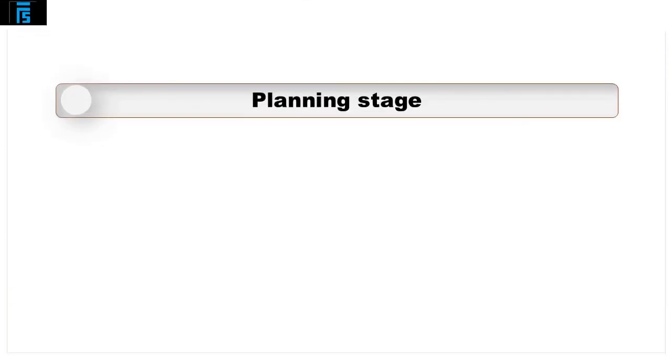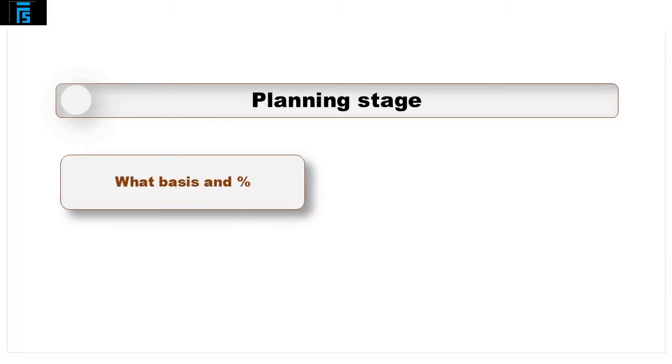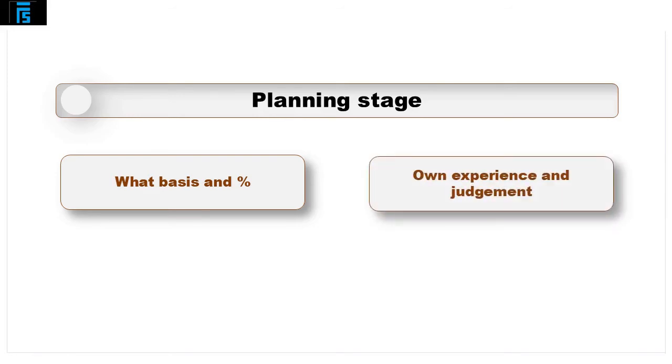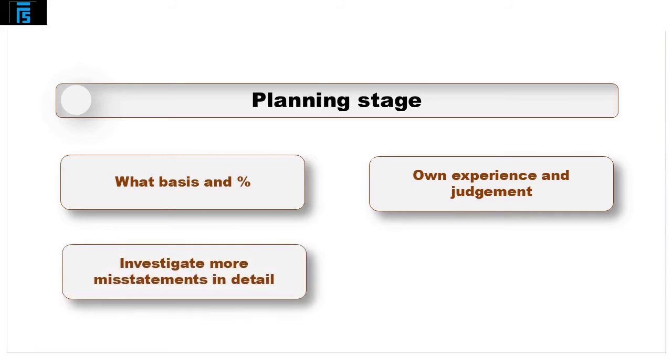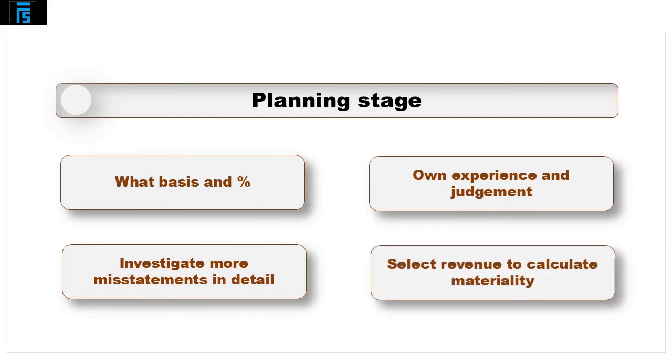At the planning stage, the auditor must decide what basis they are going to use and what percentage. They use their own experience and judgment to decide this. For example, if the company has many high audit risk indicators and they believe there is a risk of many material misstatements, they may choose to lower the percentage, for example, set materiality at 5 or 6% of profit. This will allow them to investigate more misstatements in detail. If they feel that profit may be distorted as costs may not all be present, then they may select revenue to calculate what materiality should be.